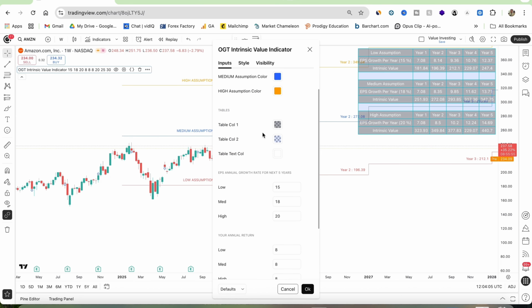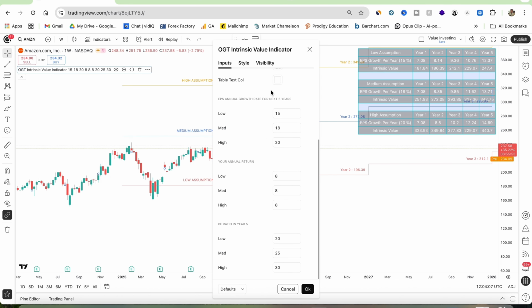So the first thing we're going to look at is the inputs. We're going to ignore all the colors and stuff, which you can play with to your heart's content. There are three main key areas to make this indicator work. One is their earnings per share annual growth rate over the next 5 years as a total, and on average, what is their annual growth going to be? The second one is your annual return. And the third one is the price to earnings ratio. So we'll take one individually and where I would go to get this information from.